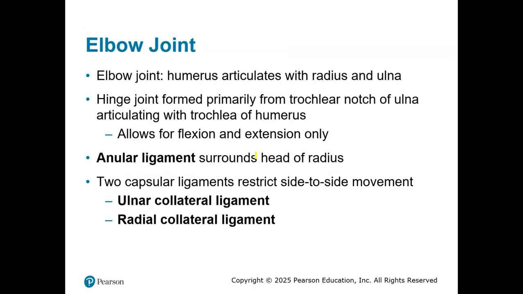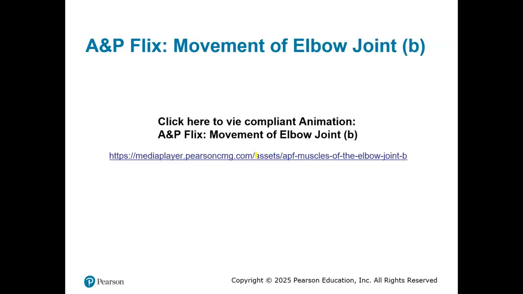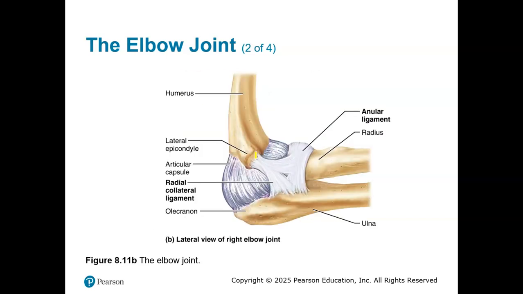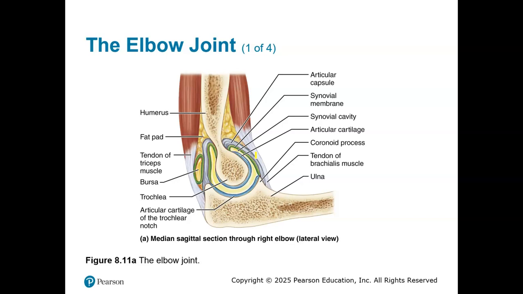The elbow joint is a hinge joint. It only allows for flexion and extension. And I really don't have anything to add there, except just to know the bones that form it are the humerus bone and the ulna.